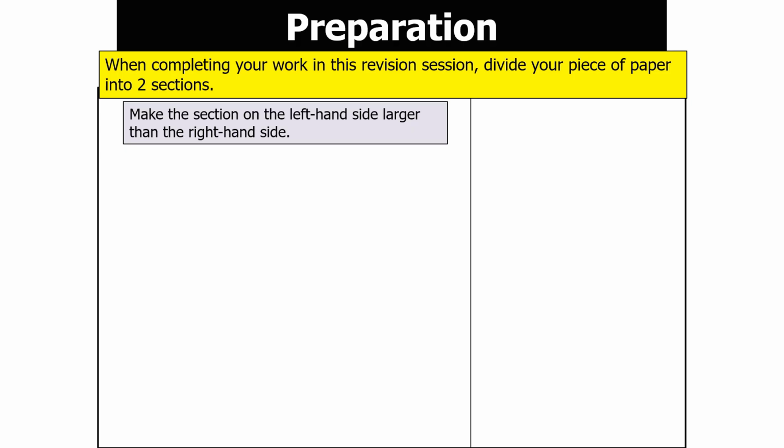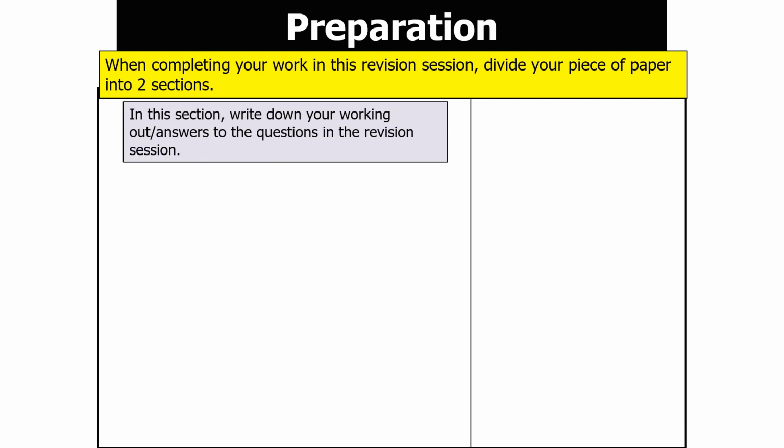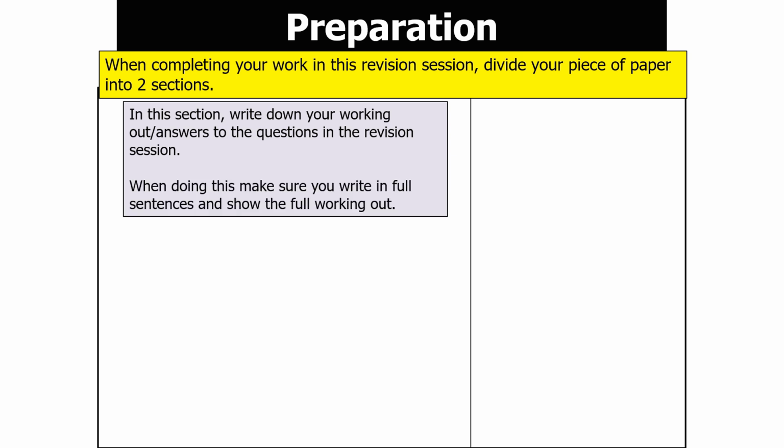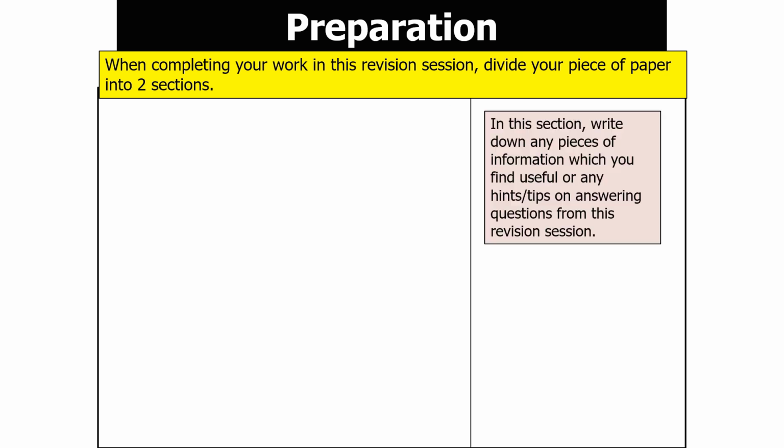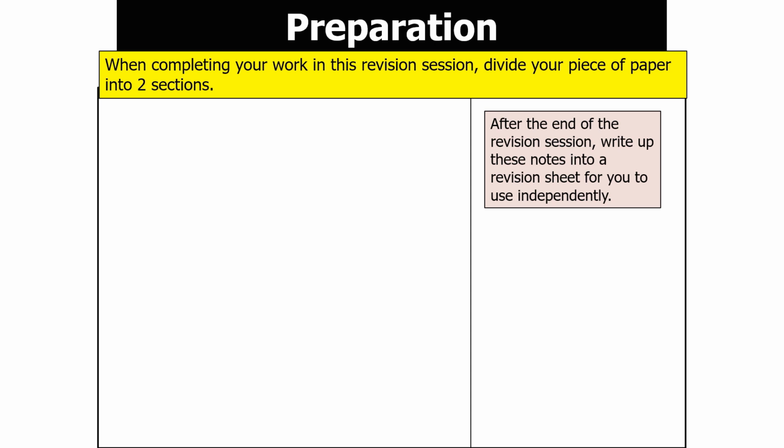When you're completing your work in this revision session, divide your piece of paper into two sections. Make the section on the left hand side larger than the right hand side, and in this left hand side section, write down your working out and answers to the questions. When you're doing this, make sure you write in full sentences and show the full working out. Whilst in the right hand side, write down any bits of information which you find useful or any hints and tips on answering questions from this revision session. At the end of the revision session, write up these notes into a revision sheet for you to use independently.